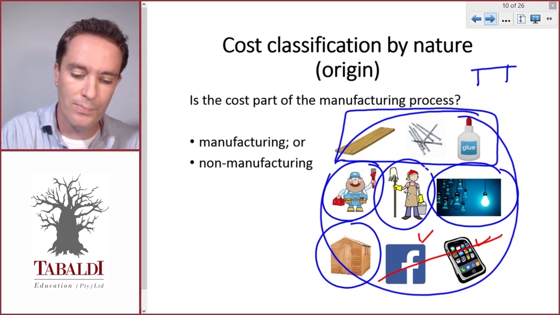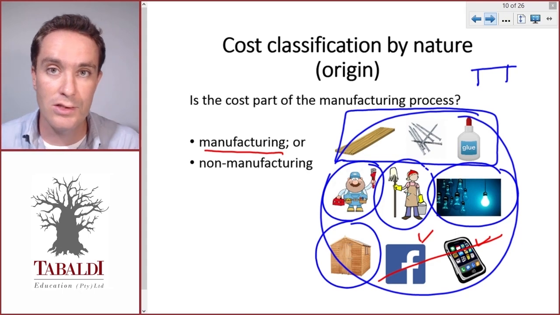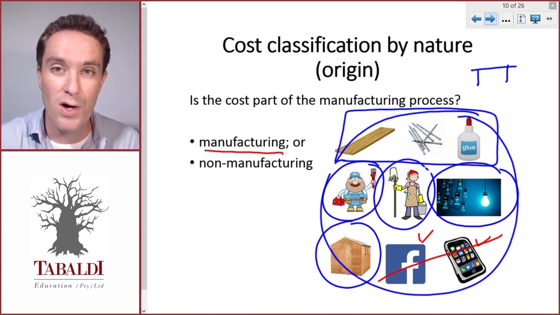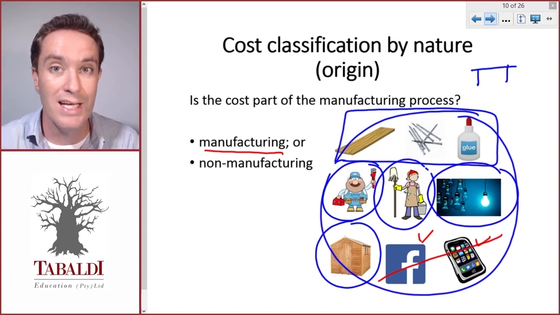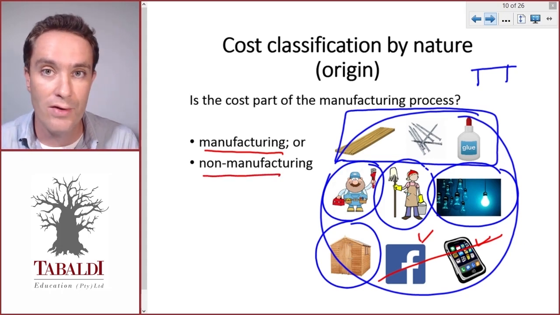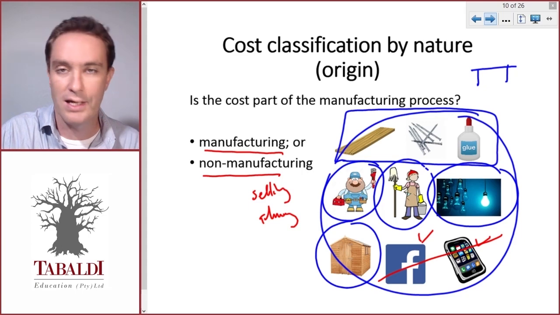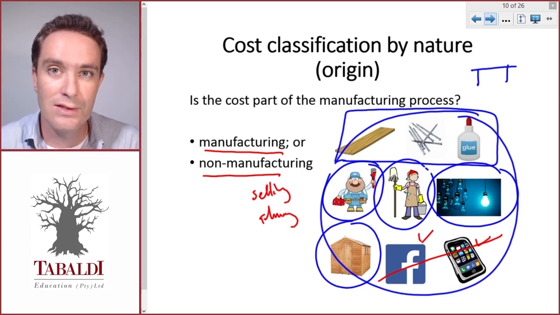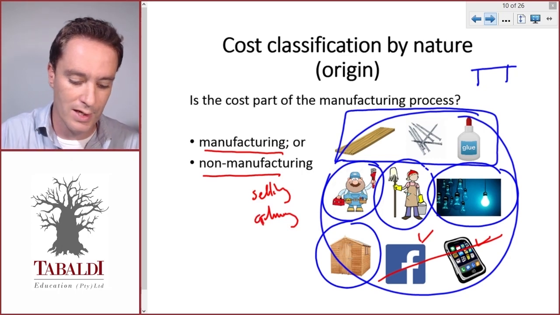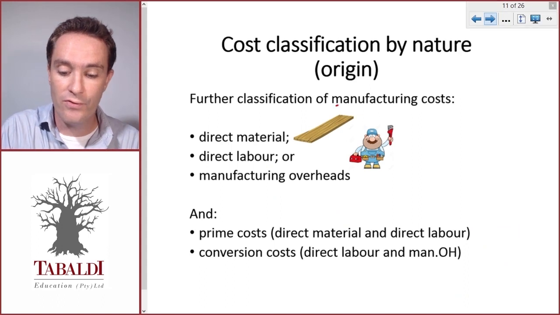So classification by nature splits the costs between manufacturing costs, or costs which are directly part of the manufacturing process or necessary to make the product, and then everything else, that's non-manufacturing costs. That's like our selling expenses or marketing, administration, like if we had an accountant that we needed, or office space that we had to rent. That's part of administration expenses. And then we can zoom into the manufacturing costs.